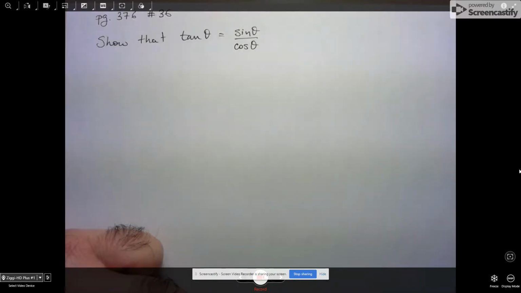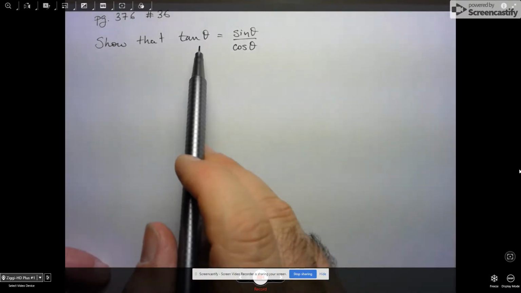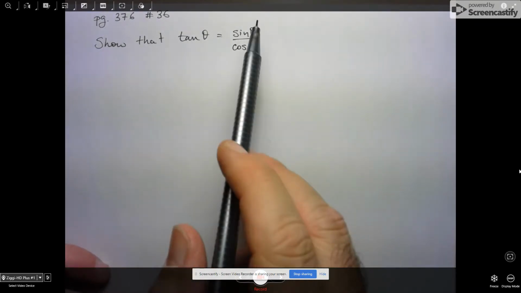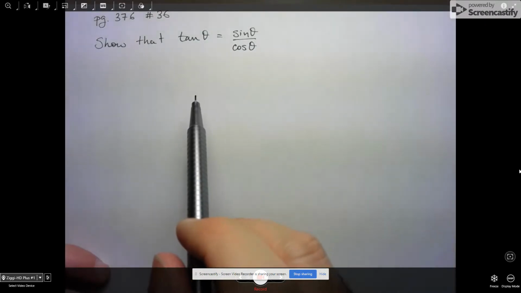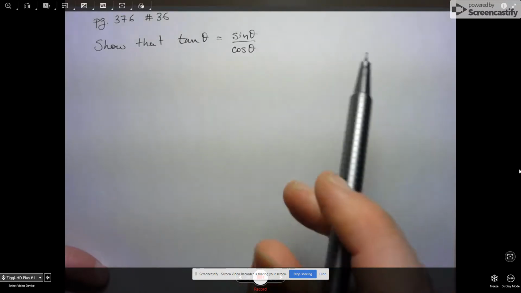Hi folks, we're going to take a look at page 376, number 36, and what they want us to do is to show that the trig ratio tan theta is equal to sine theta over cos theta. So they're asking us to show this relationship between these three trig ratios.